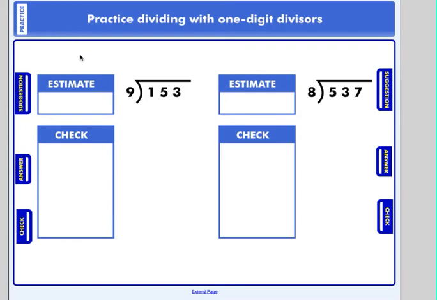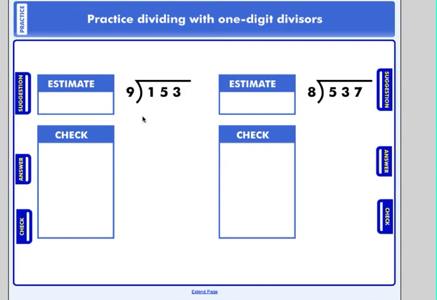Now, I would like you to try these two problems. Write them down in your notebook by your notes. These are all examples, and I want you to pause this video, solve the problems, and then resume the video to get the answer.